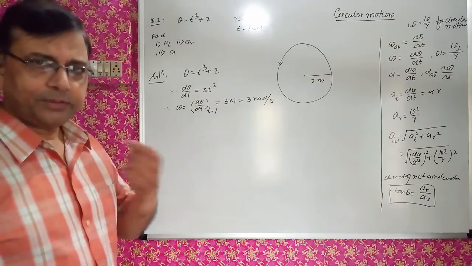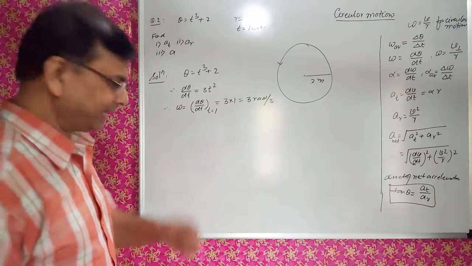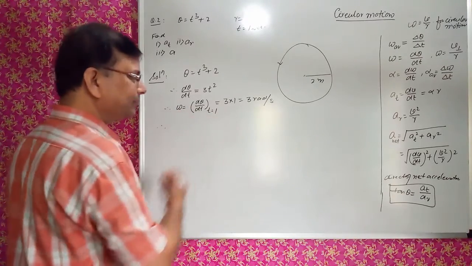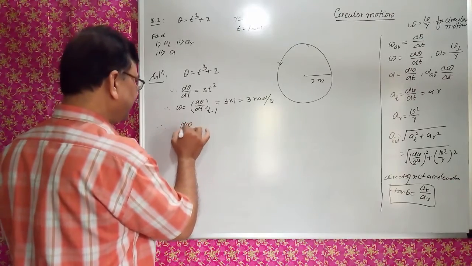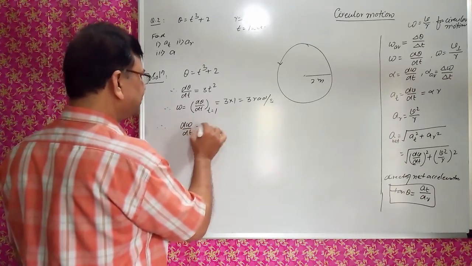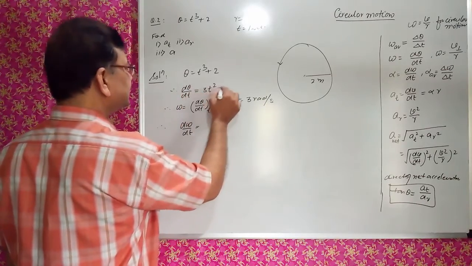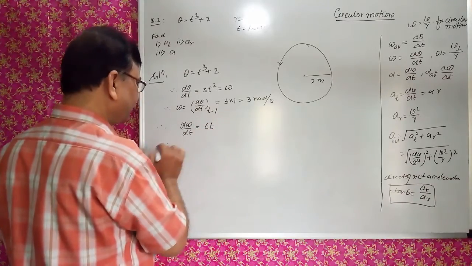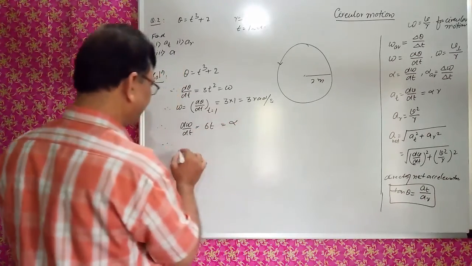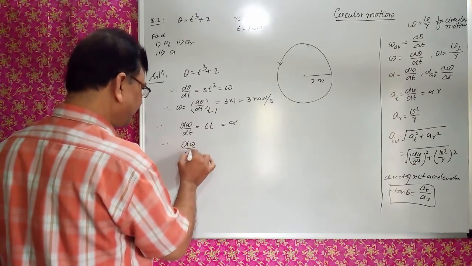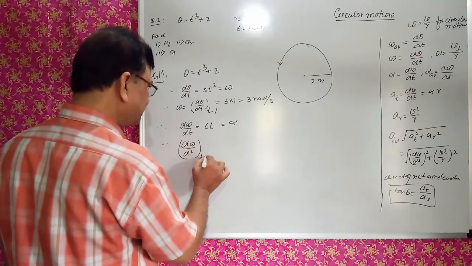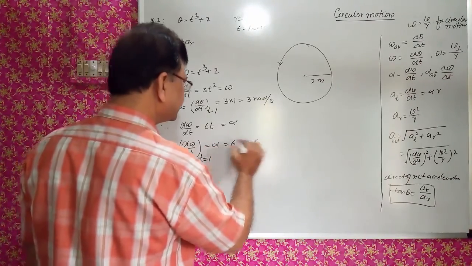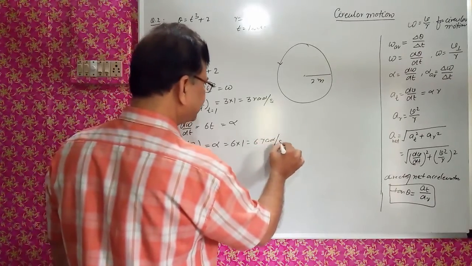Now we'll find acceleration, that is angular acceleration. So differentiate omega once, then we will find the angular acceleration. Therefore d omega upon dt is equal to, of course, this is omega. So if you differentiate this, you will get 6t. Therefore, this is alpha. Therefore d omega upon dt at t is equal to 1, that is equal to alpha, that is 6 into 1, that is 6 radians per second square.